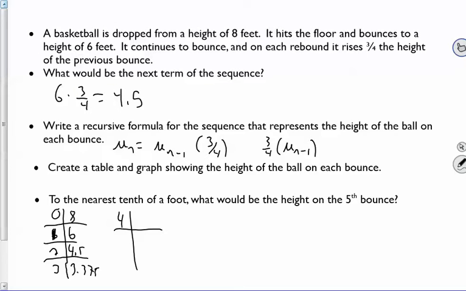Fourth bounce would be 2.5313. Fifth bounce, I guess, 1.8984. And then sixth bounce would be 1.4238. You just keep taking the previous times 3/4. So looking at the table, you would say on the fifth bounce, the ball bounces 1.9 feet in the air.